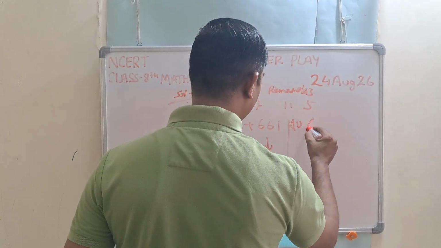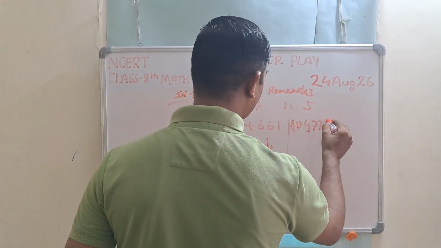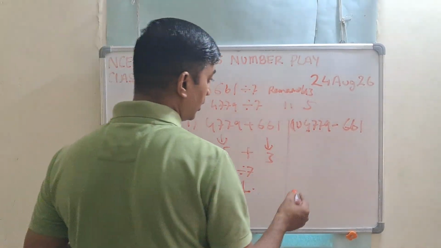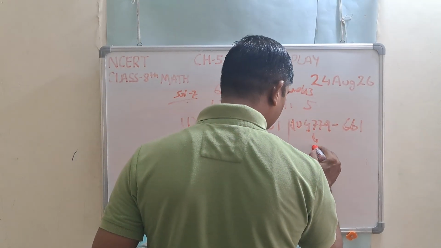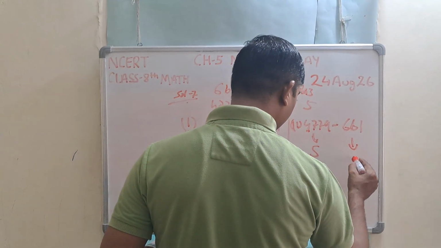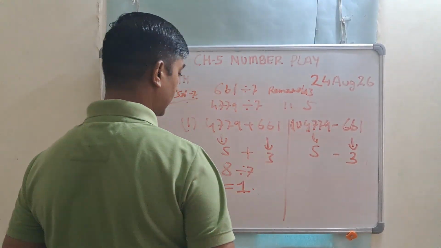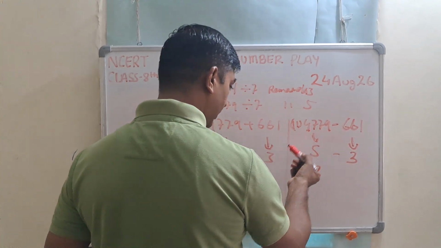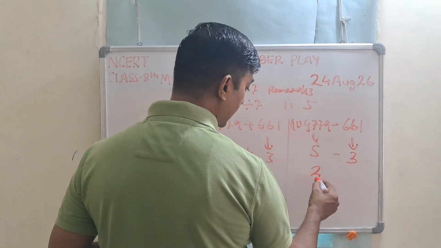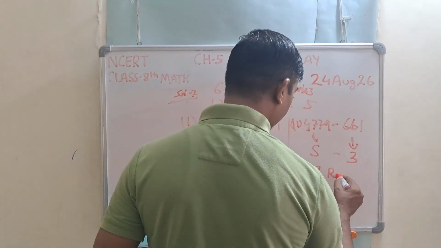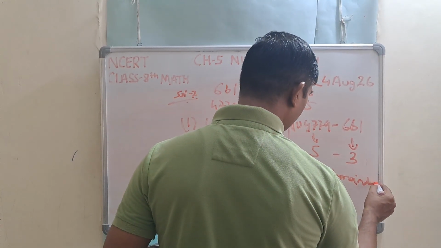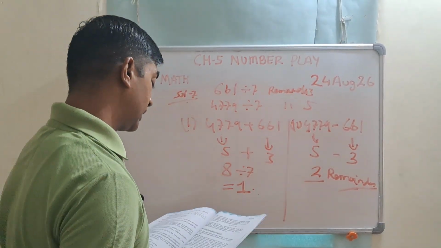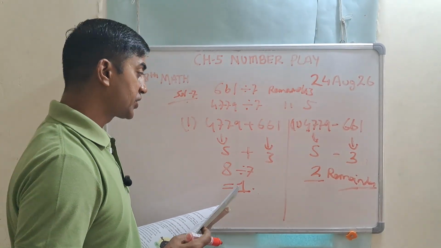Second part of this question: when we subtract 661 from 4779, what is the result? We already know, it is given in the question, the remainder is 5. In this case the remainder is 3. Understood? This is given in the question, and when you subtract you will get 2. So whatever the result will be, when you divide that number you will get the remainder 2. This we have done without calculating, as was the instruction of the question. Now we will move to question number 8.